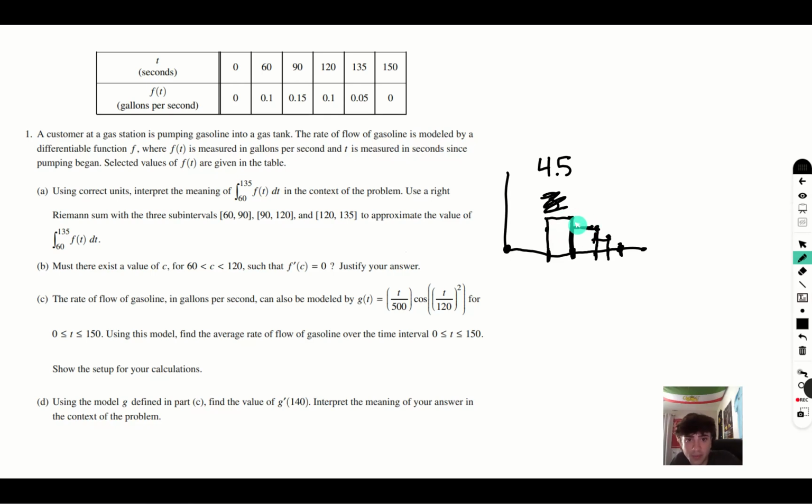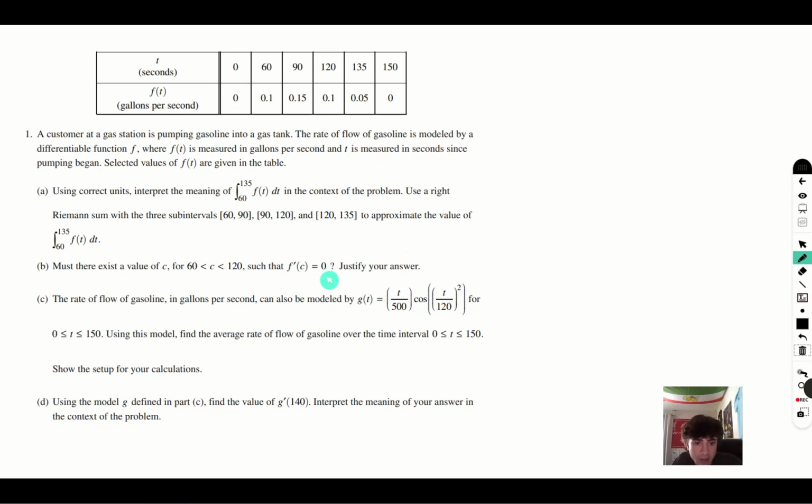The area of the second box is going to be 0.1 times 30, which is going to give you 3. And then the third box is going to be 15 times 0.05, which gets you 0.75. So these three added up together, this gets you 7.5 plus 0.75 gets you 8.25. And this is going to be in terms of gallons. This is our estimation using the Riemann sum. There you go. So now let's take a look at part B.